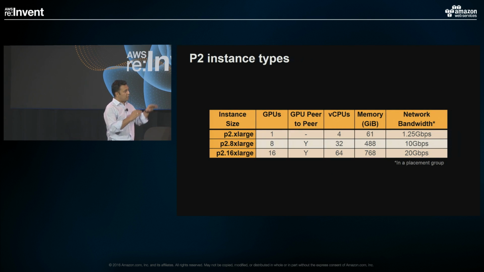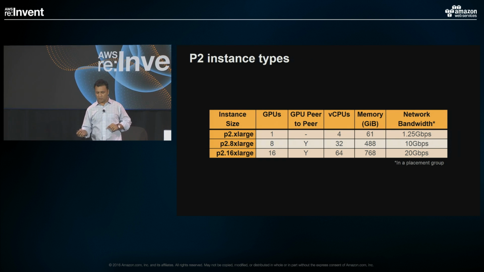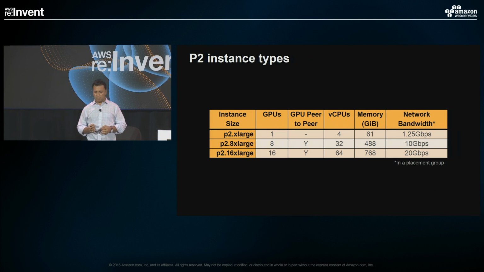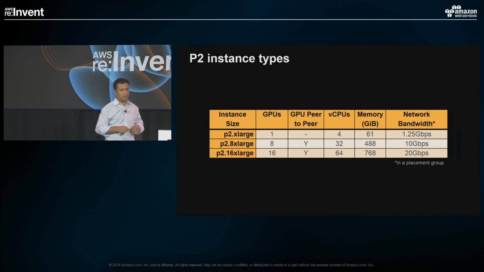In terms of instance sizes, you have the option of P2 extra large, P2 8 extra large, which comes with 8 GPUs, and P2 16 extra large, which comes with 16 GPUs. With 8 extra large and 16 extra large, you also get GPU Direct, which lets two GPUs access each other's memory pretty quickly. So you have those features.